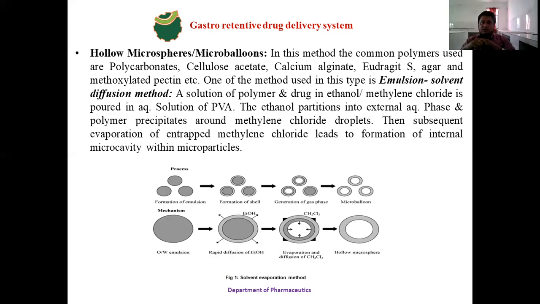Now how can we prepare these microballoons or microspheres? One method is called the emulsion solvent diffusion method. Two things are important: one is solvent diffusion and the second is emulsion. So there will be two systems, or two phases. These two phases will form an emulsion, and the solvent will get diffused. So how is it possible to use this method to prepare microballoons or microspheres?